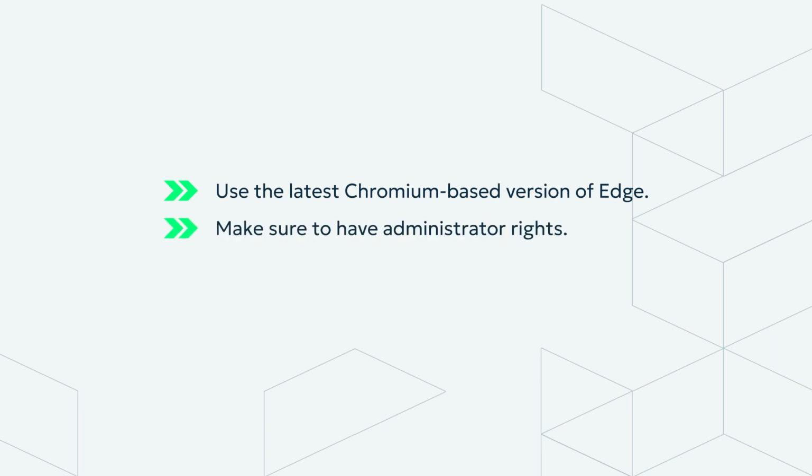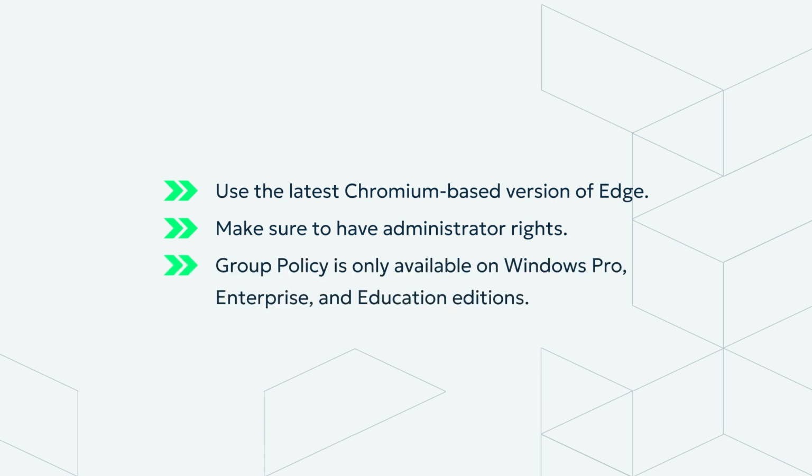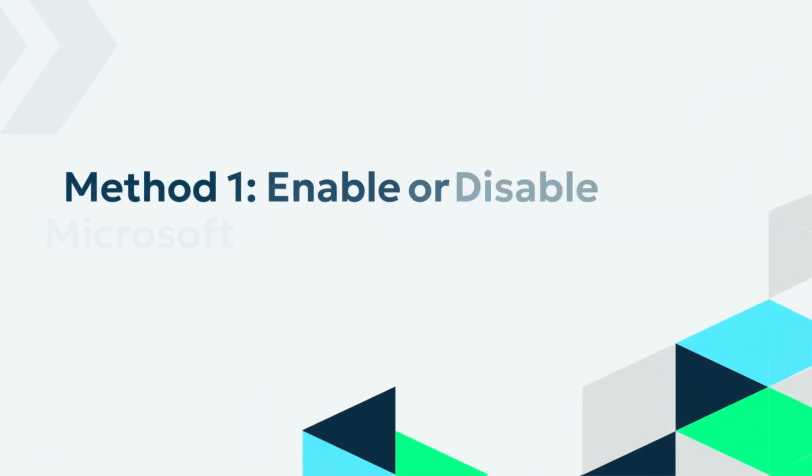You'll need administrator rights to use the registry or group policy methods. Group policy is only available on Windows Pro, Enterprise, and Education editions. If you're using Windows 11 Home, stick to the registry or Edge settings options.